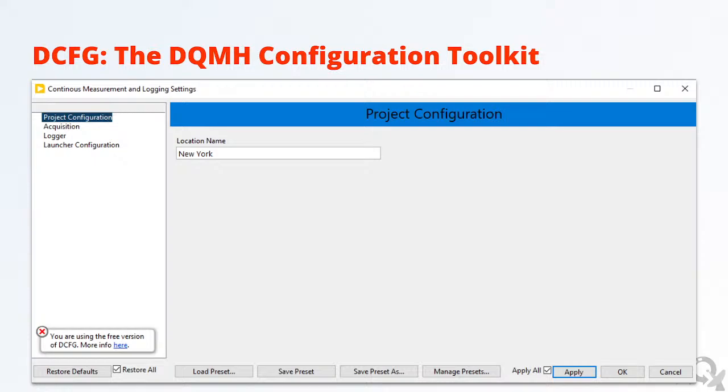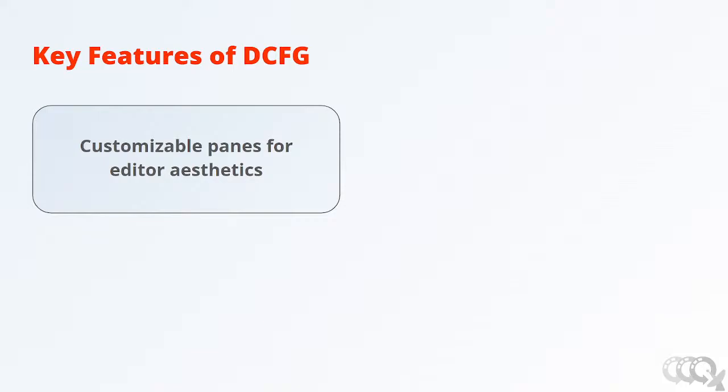Let me talk about the key features of DCFG. First and foremost, we implemented it in a way that we can have customizable panes for editor aesthetics. What does that mean? DCFG is a product, yes, but it is customizable, because for our customer projects, we want to be able to adjust the UI slightly, maybe have different colors, different fonts, these kinds of things. DCFG does give you that. That's not something that's easily achieved, and you will probably relate with me when I say that this takes a little bit of time to implement if we have to do that manually.